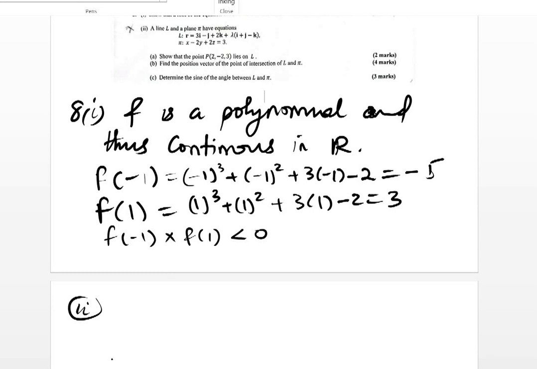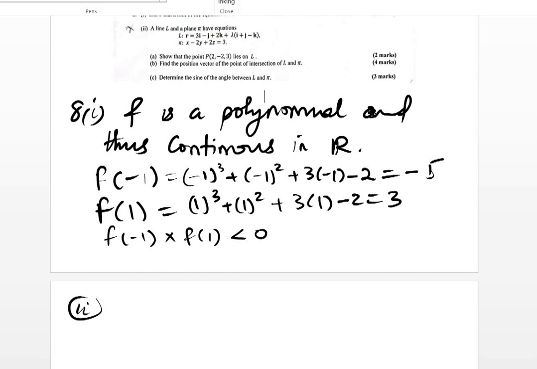Roman 2, we have a line. Show that the point P, remember this L is a line. That's the vector equation of a line. We have a vector equation, we have the Cartesian equation. Now the vector equation of a line, I want to show that it lies on this line. We are going to substitute to verify this.